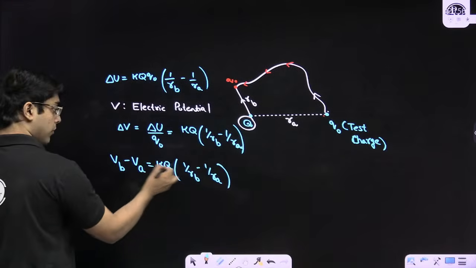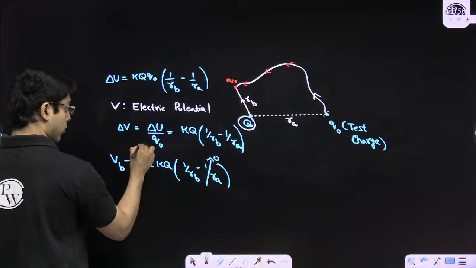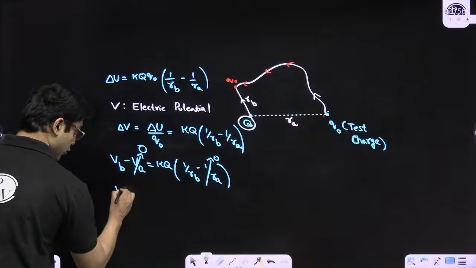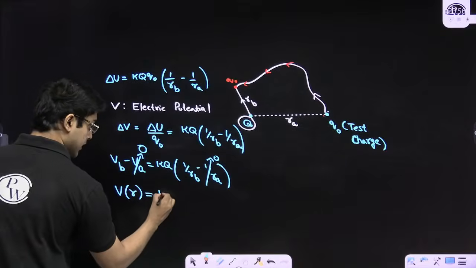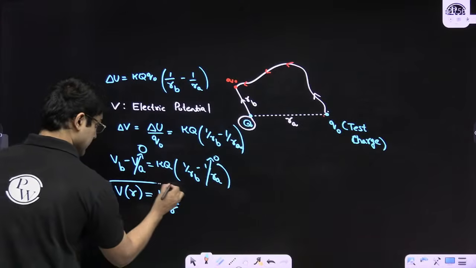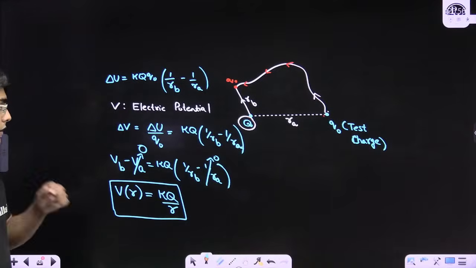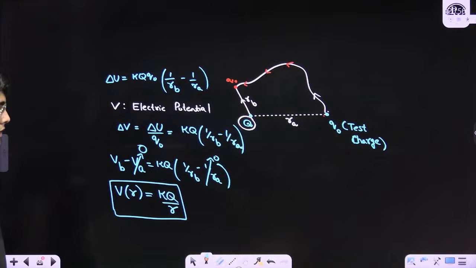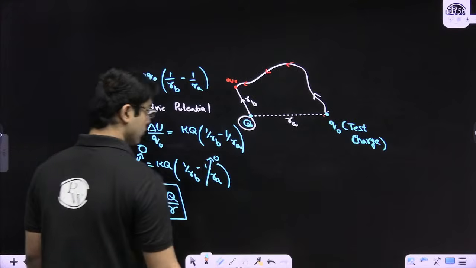If I consider the initial point A as infinity, then 1 by infinity will be 0, and I am also considering the potential at infinity as 0. So the electric potential due to a capital Q charge at some point R away is KQ divided by R. That is electric potential. It's simply potential energy divided by the test charge, and that gives me the electric potential of the plus Q charge.